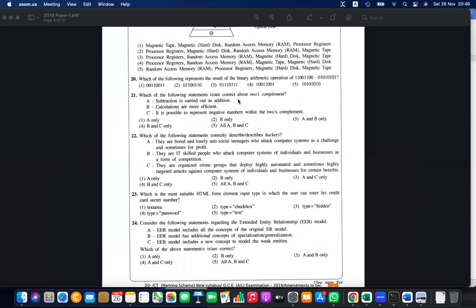Which of the following statements is correct about 2's complement? Subtraction is carried out as addition. Very true. That is why the 1's complement came, and that is why the 2's complement is there. We don't want subtraction; it is also done as addition. That is very true. A is true for 2's complement. Then calculations are more efficient. Yes, of course, calculations are efficient. Overflow bit re-addition is not there. Subtraction is not there, so it's a happy thing. The computer is happy because there is no subtraction and no overflow bit considerations. It's efficient. It is possible to represent negative numbers, yes, it's possible to represent both negative and positive numbers.